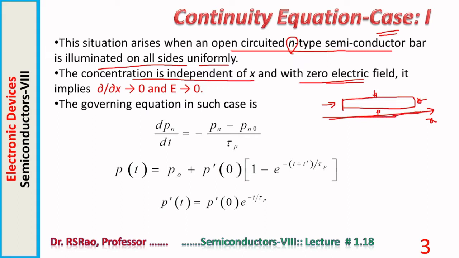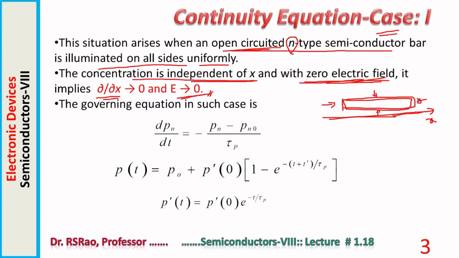Illumination is uniform with x. So concentration also remains uniform, unchanged along x, so it is independent of x. The situation is with zero electric field. It is an open-circuited bar. No voltage is connected across any of its terminals, so the applied electric field is zero. So this situation is one in which ∂/∂x is 0 and E is 0.